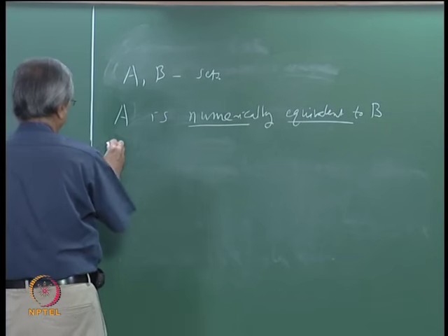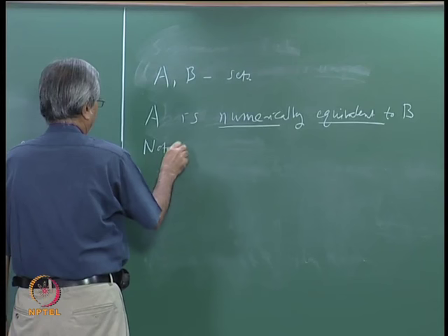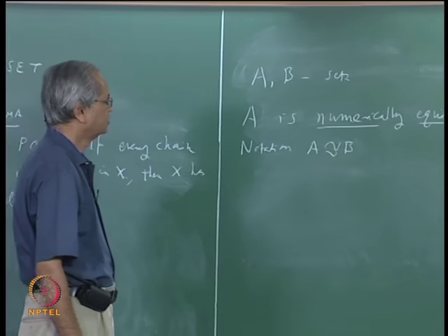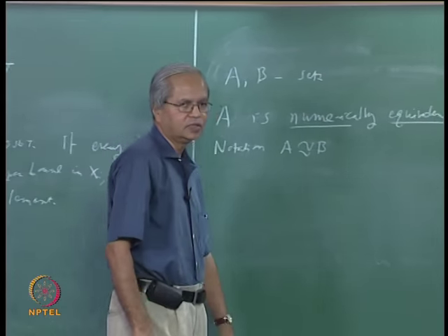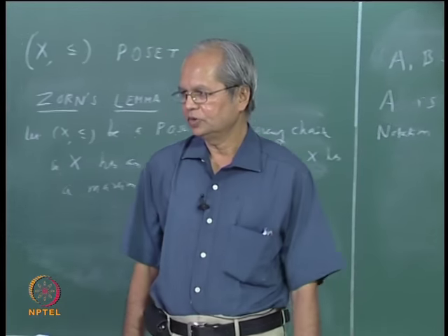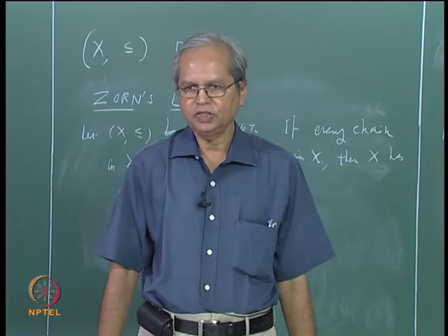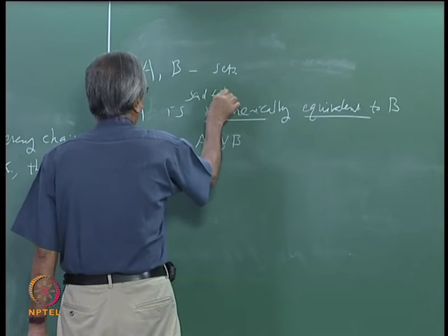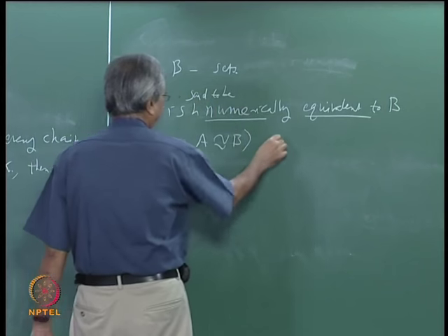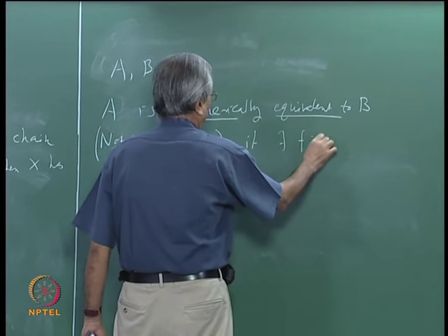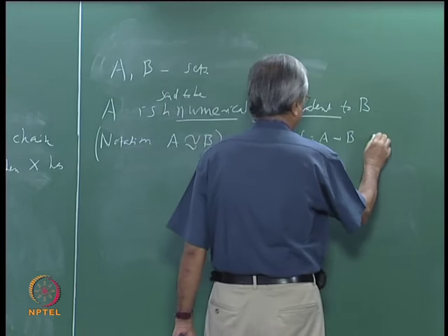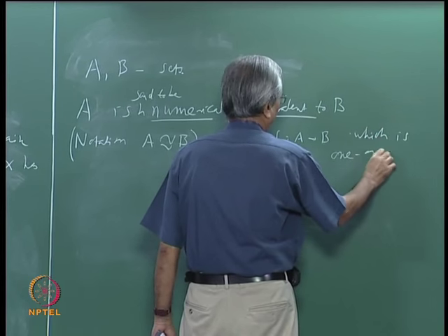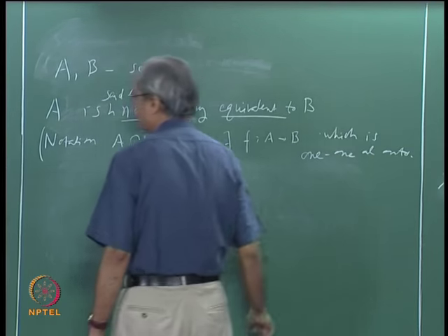We shall use this notation for that: A is numerically equivalent to B, if there exists a bijection between A and B. That is, there should exist a map from A to B which is 1-1 and onto. So A is said to be numerically equivalent to B, this is the notation, if there exists f from A to B which is either 1-1 and onto, or a bijection.